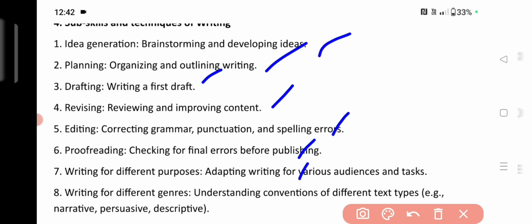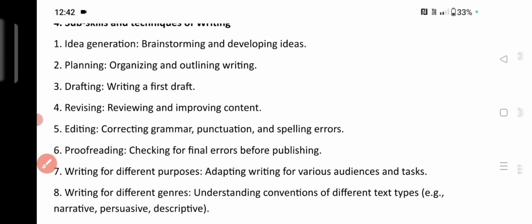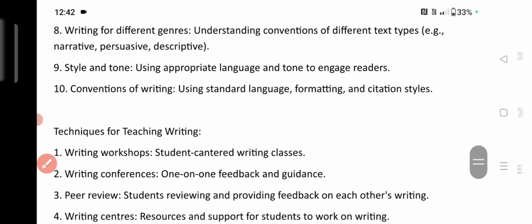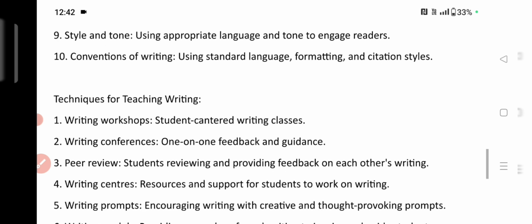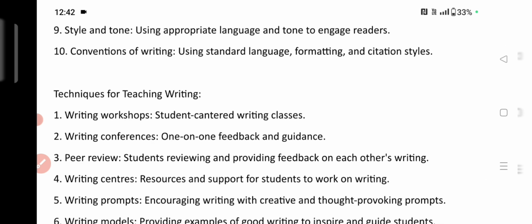Writing for different purposes, right? For different audiences and tasks and everything. Writing for different genres. Genres are nothing but narrative, persuasive, descriptive. You need to understand what the ways the text should be. The style and tone: using appropriate language and a unique style of your own. So, conventions of writing: using standard language, formatting and citation styles.